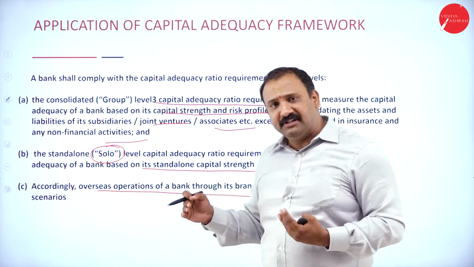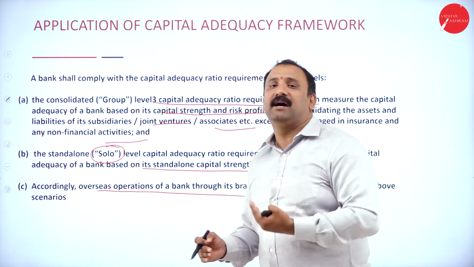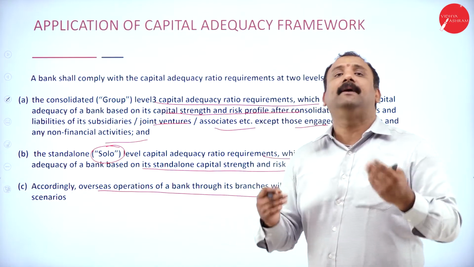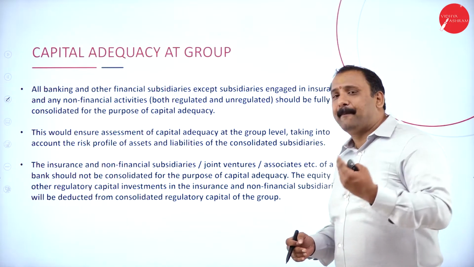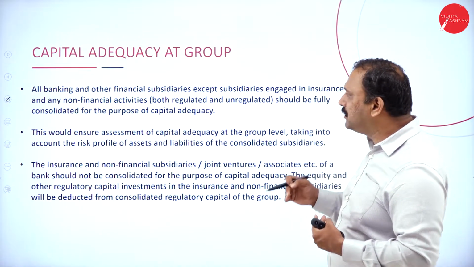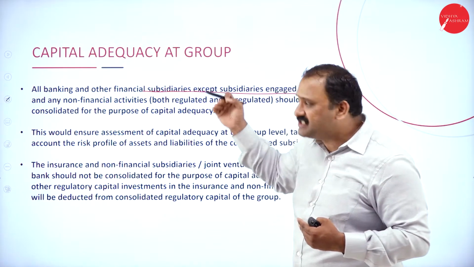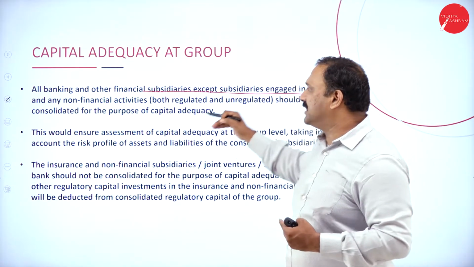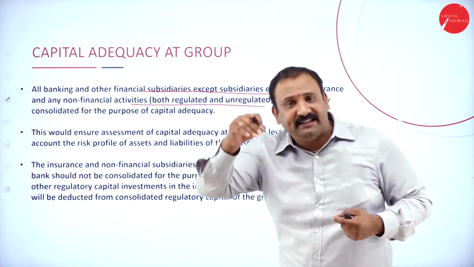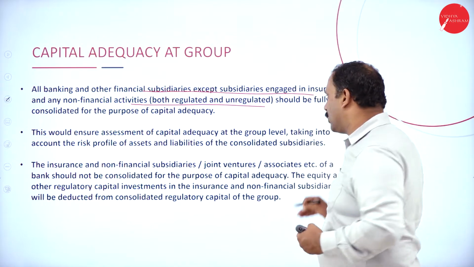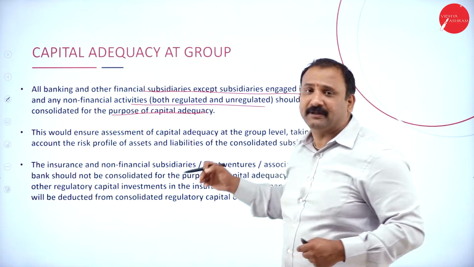What we are trying to understand here is the operations need to be placed in such a manner. The operation needs to be built up in such a manner altogether. Moving forward, let's talk about the capital adequacy at the group. All banking and other financial subsidiaries, except the subsidiaries engaged in insurance or any other non-financial activities, both regulated and the unregulated factor, should be fully consolidated for the purpose of capital adequacy.